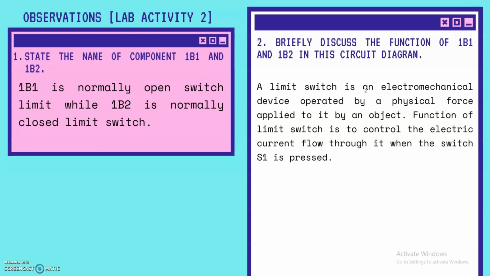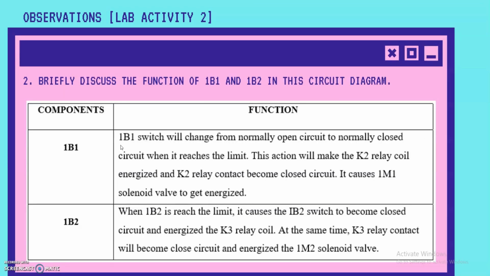A limit switch is an electromechanical device operated by physical force applied to it by an object. The function of a limit switch is to control the electric current flow when the switch S1 is pressed. Function for 1B1: the 1B1 switch will change from normally open circuit to normally closed circuit when it reaches the limit. This action will make the K2 relay coil energized and the K2 relay contact become closed circuit. It causes the 1M1 solenoid valve to get energized.